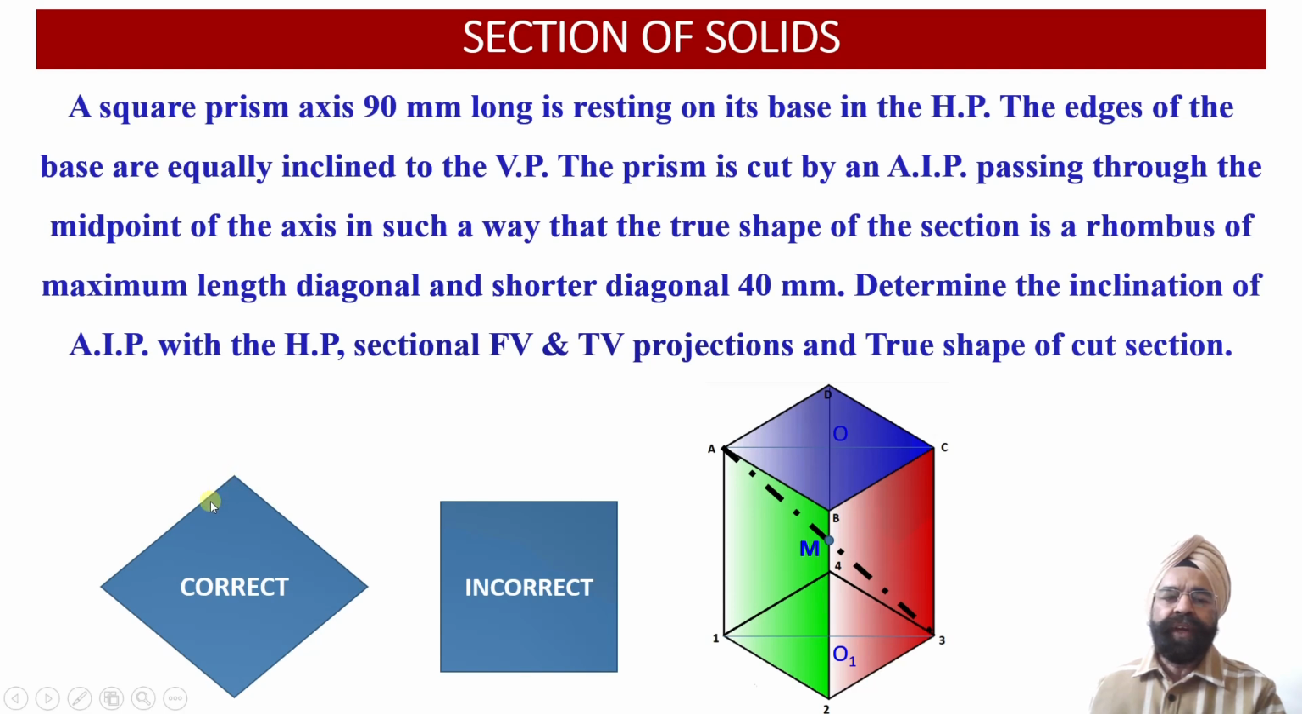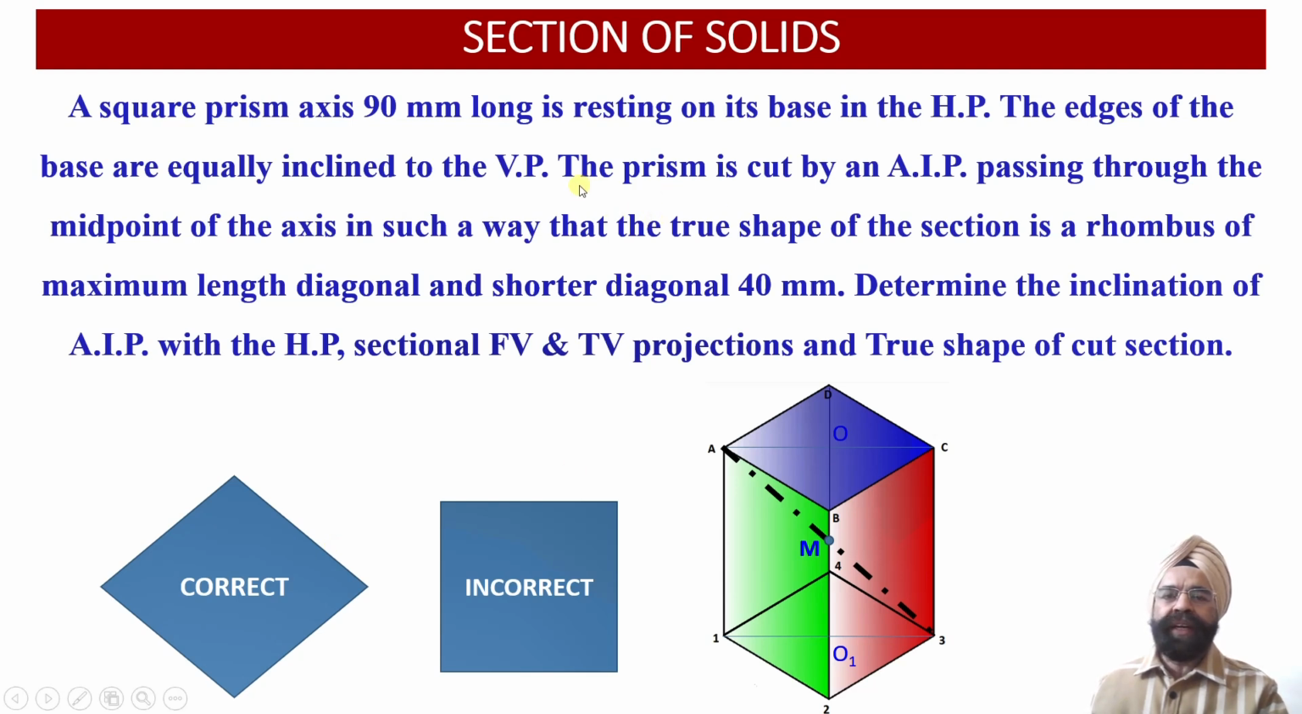Whereas if we locate the square prism in this orientation on the horizontal plane, now we observe that all the four edges of the base happen to be inclined at an angle of 45 degrees with respect to the vertical plane. So this is the correct orientation of the square prism onto the horizontal plane.